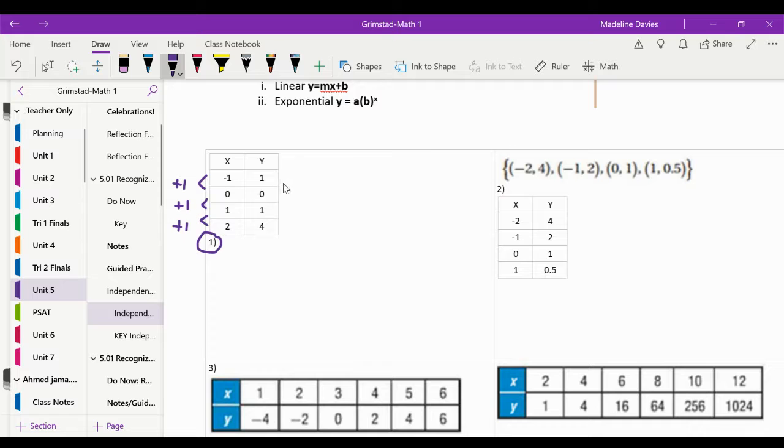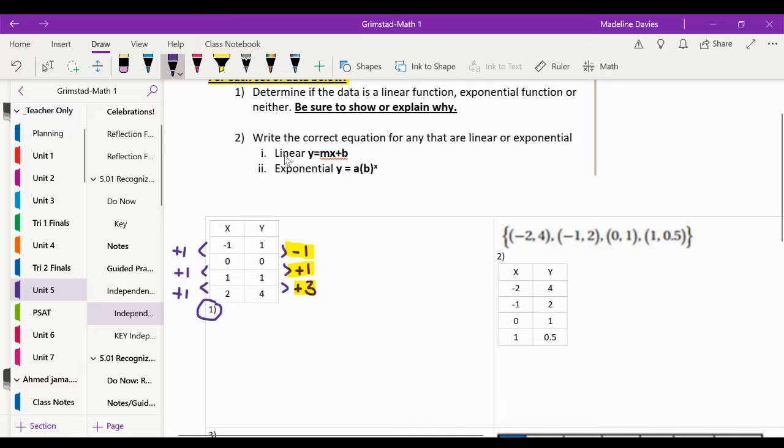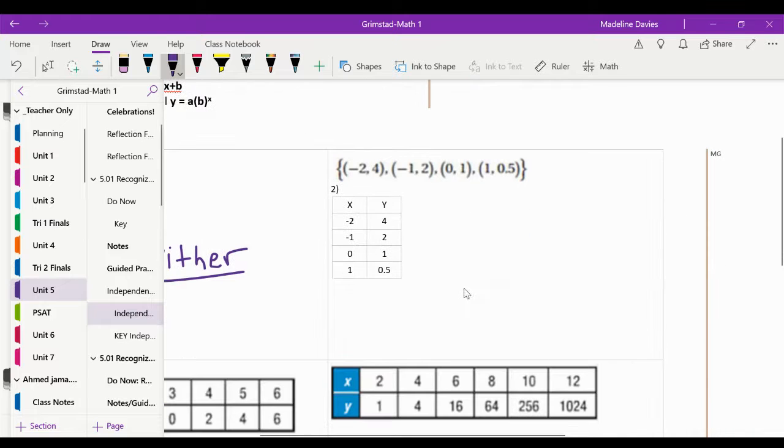And then we have to look at the right side. So to get from 1 to 0, you have to subtract 1. To get from 0 to 1, you have to add 1. And then to get from 1 to 4, you have to add 3. So since we have an irregular grouping of numbers, we go -1, +1, +3. If I check and see, is it linear, exponential, or neither? This one's neither. It has to go up by a constant rate. So neither.